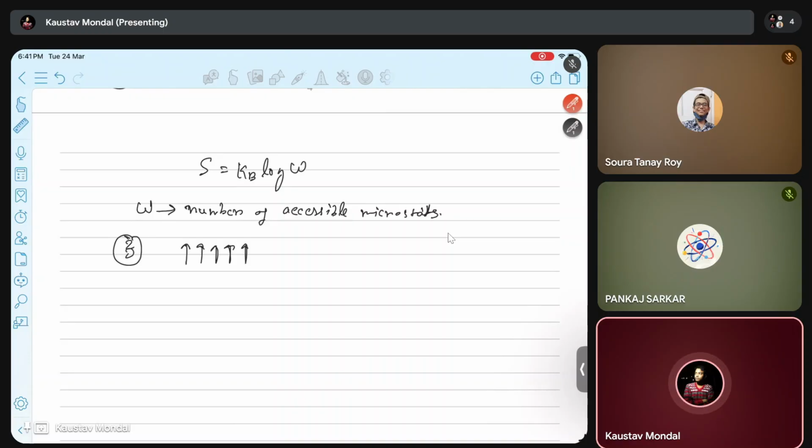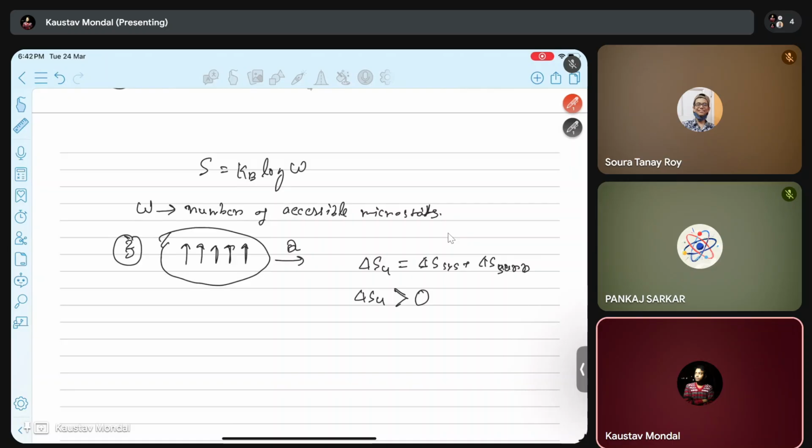But although the entropy of the system got decreased here, during this process it exchanges some heat into the surroundings. So if you calculate the total change in entropy, that is delta S universe, which is related to delta S system and delta S surroundings. The delta S universe will always be greater than 0.